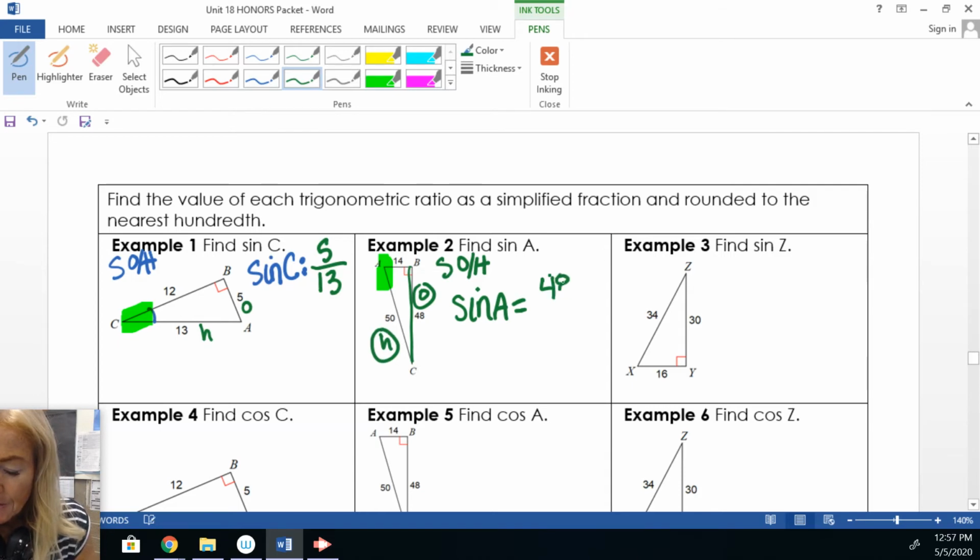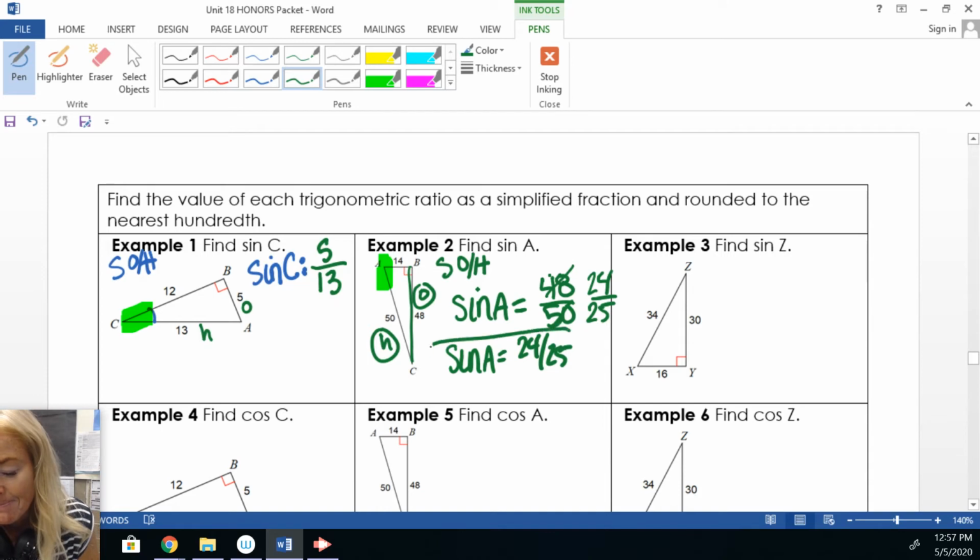So 48 over 50. Now, we can't ever leave that as a ratio like that. It has to be simplified to its simplest form. Usually we like to leave it in fractions, even though when we're finding measurements, we always go down to the decimal. But we can divide out a 2, and we get 24 over 25. So sine A is 24 over 25.